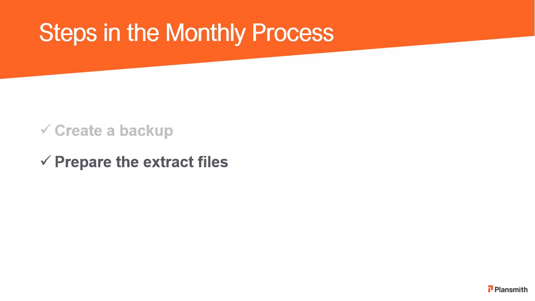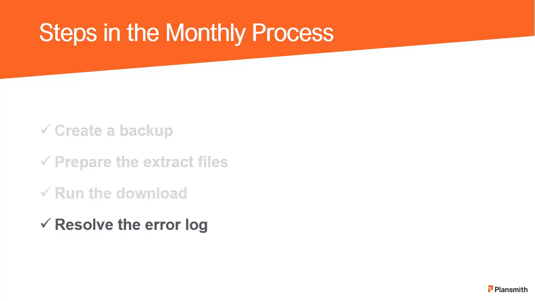Prepare the current month extract file or files. Run the download process from Compass. Review the error log and add any new general ledger numbers to the correlation tables as indicated in the error log. And if you change the correlation tables, rerun the download.